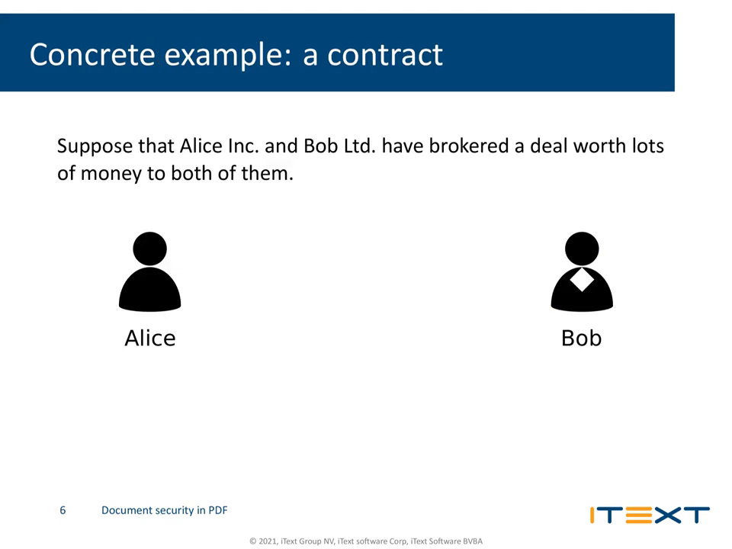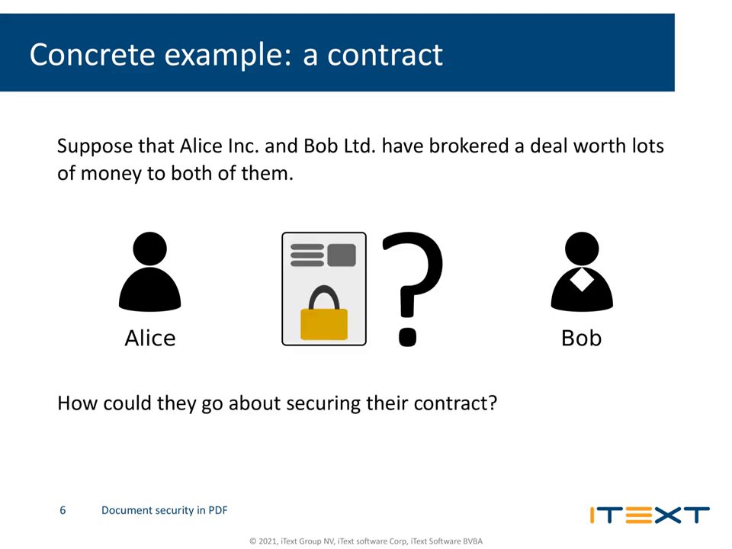Okay, so enough abstract talk. Let's go to a more concrete example. Suppose that two companies, say Alice and Bob, and these names obviously weren't chosen by accident, have brokered a deal that is worth lots of money to both of them. So they want to engage in some form of contract. And now the question is how they could go about securing this contract.